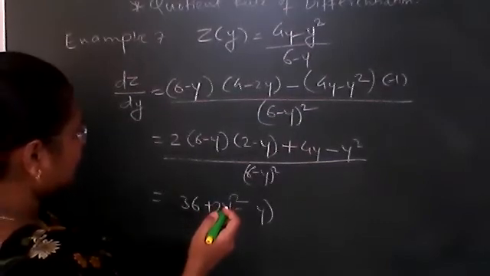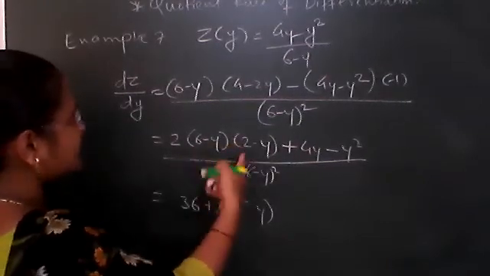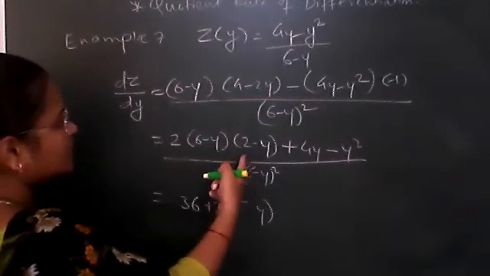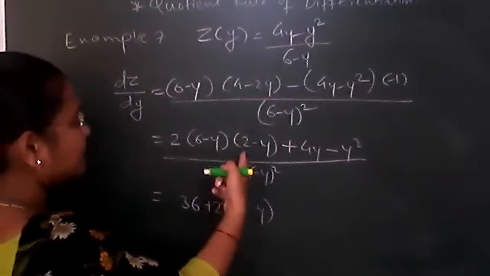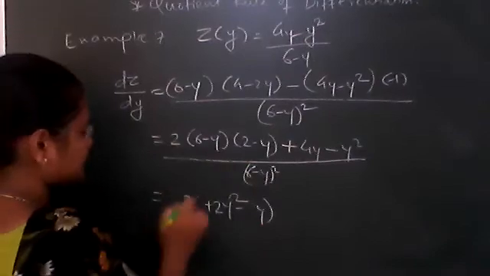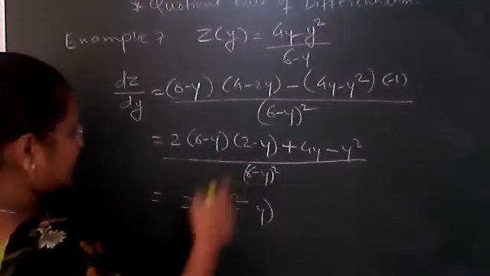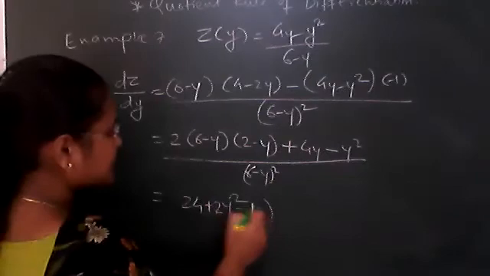Which one? 6 into 2, ma'am, 12. 6 into 2 will be 12. 12 into 2 will be 24. Then 2y square minus 16y.